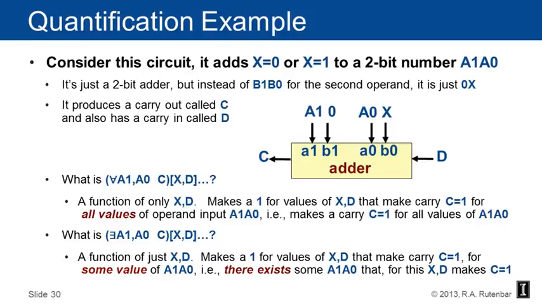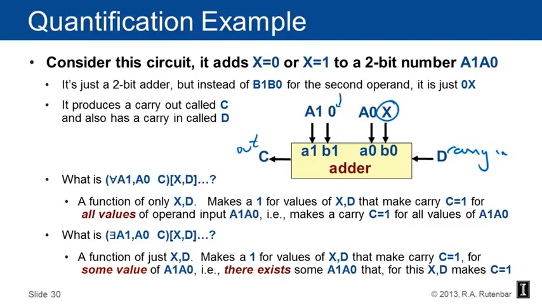Consider this circuit. This is just a little adder circuit. It adds a number A1, A0 to a number B1, B0. In this case, it really adds a 1-bit number, x equals 0 or x equals 1, because the high input for the B bit is just pinned to a 0. So this takes a 2-bit number, A1, A0, and adds a 1-bit number, x. There's also a carry in and a carry out. The carry in is called D, the carry out is called C. This thing adds a 1-bit number x with possibly a carry in.